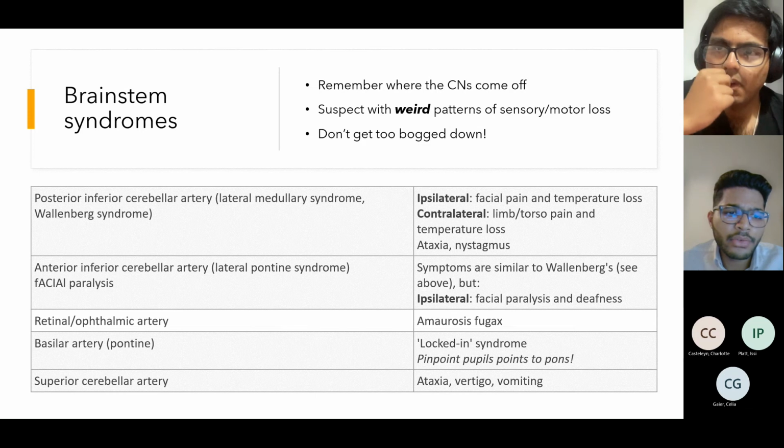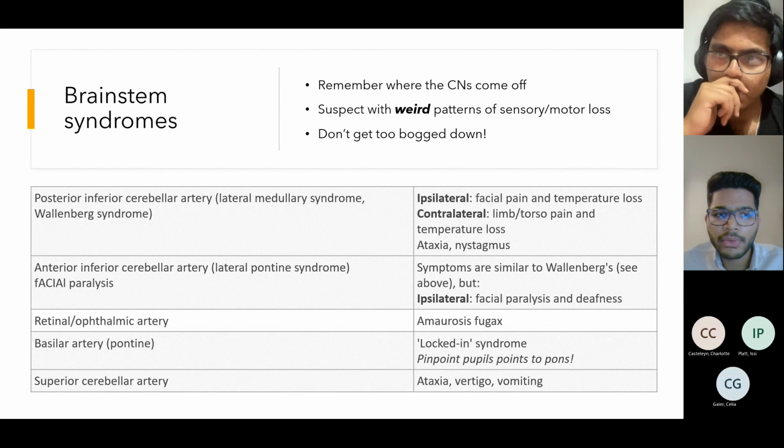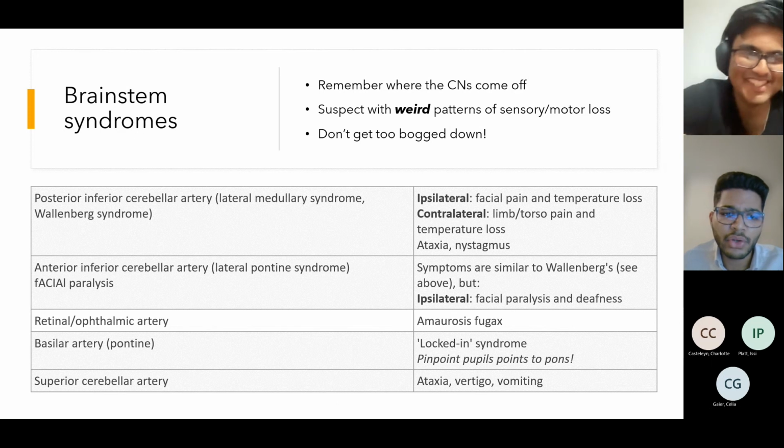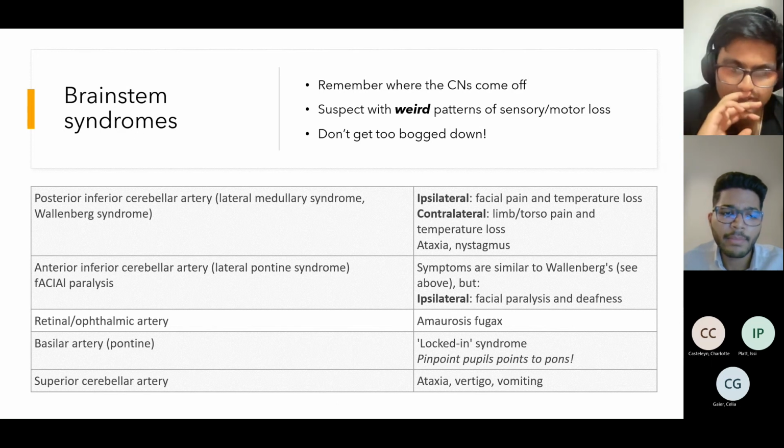And then you've got your other ones, so basilar artery, which can cause locked-in syndrome and pinpoint pupils. The way to remember that is pinpoint pupils points to the pons. And superior cerebellar artery, which is just kind of random stuff, and that's a cerebellar stroke. That's why you get all of your Danish signs.